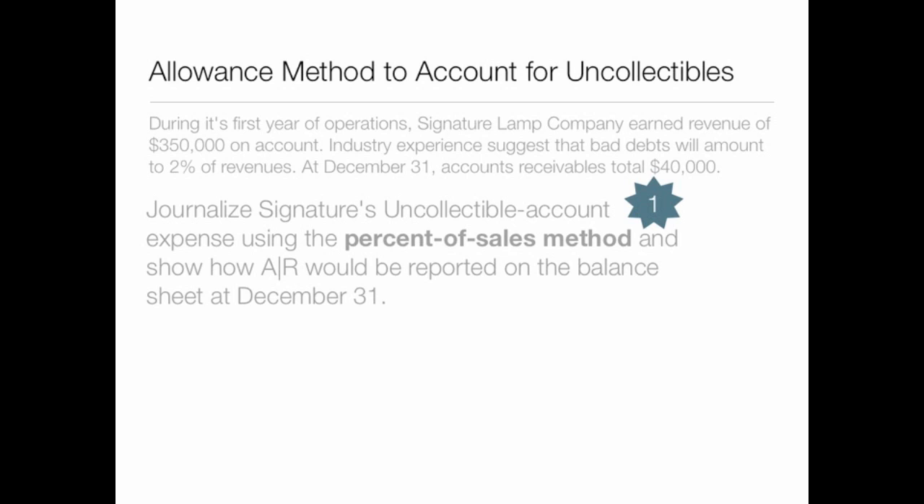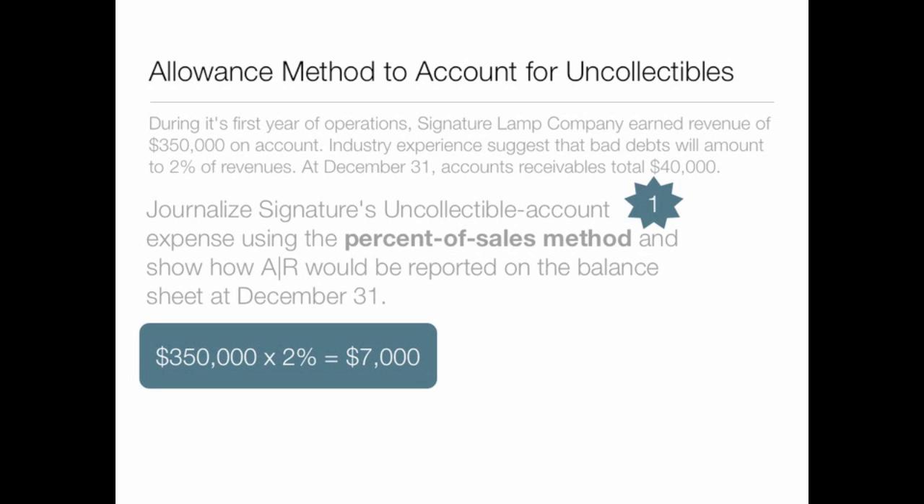So the first thing we have to do is calculate our uncollectible account expense. Because we're using a percent of sales method, we're going to take the percent that we do not believe we will collect, and this percent is gathered from doing industry research or from our past experiences. And here we've decided that 2% of revenues will not be collected, we believe. So we're going to take our sales of $350,000 during the year and multiply that times the 2%, and we get $7,000. So $7,000 of that $350,000 we do not believe we will collect.